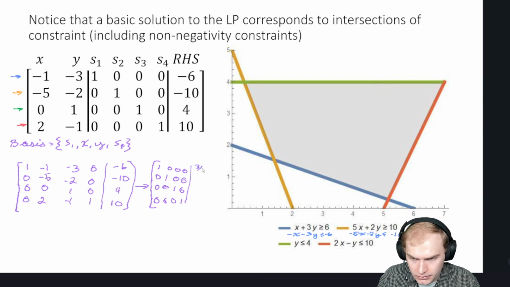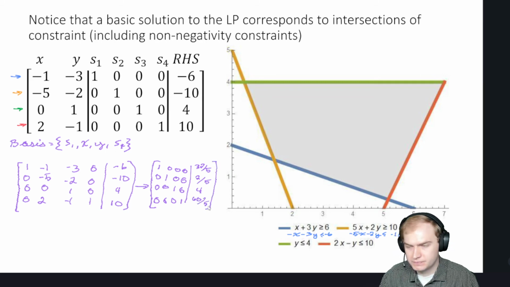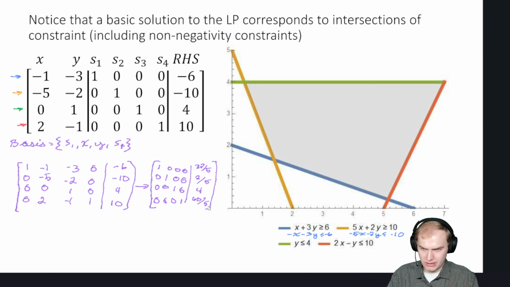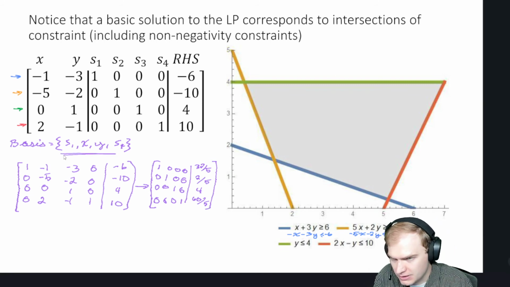And we have 32/5, 2/5, 4, 66/5. And now we have a solution, but we have to interpret it, we have to decide which variables take which values. So remember that we had our bases in this particular order.